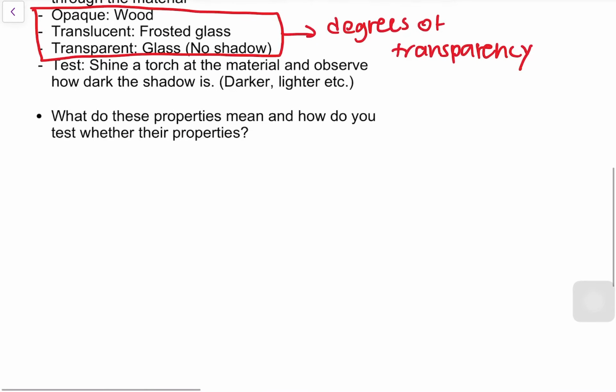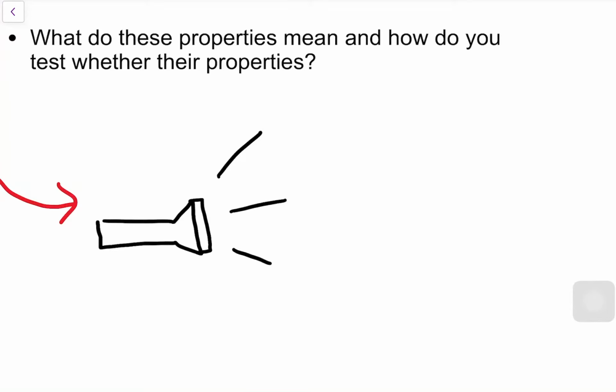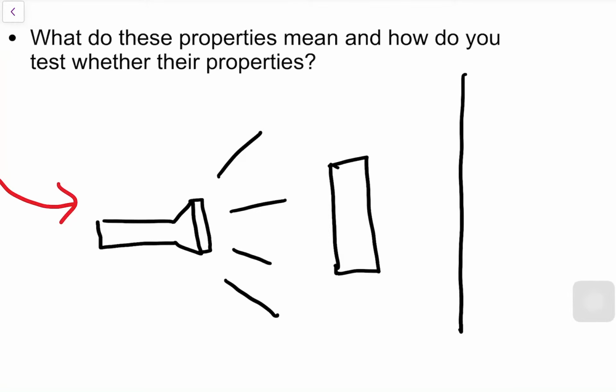So now I will just draw for you how the setup will look like in order for you to test the transparency of a material. Alright, so here you have the light source. So this is your torchlight. And then you have your material here. And behind it, you have a wall.